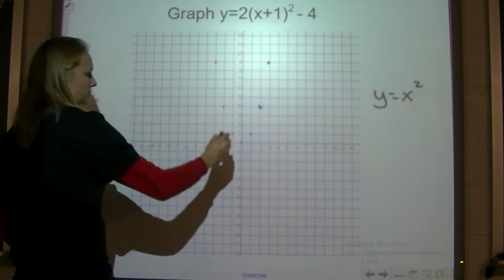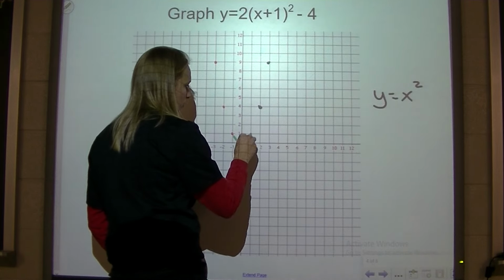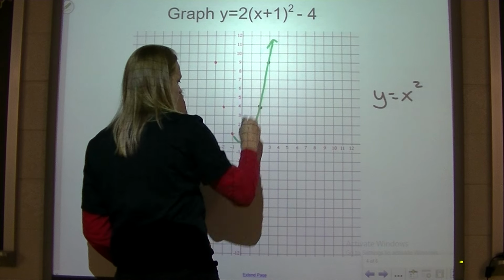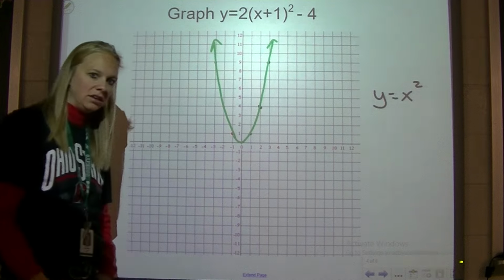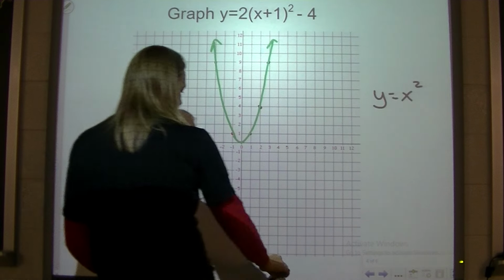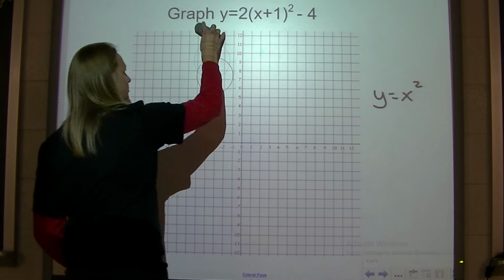Okay, so we have our corresponding points, so I could draw my sketch of my parabola. And it's going to look something like that. Notice how it's a U, not a V, because the only V graphs are absolute value graphs. Okay, so that's the parent function of a quadratic equation.